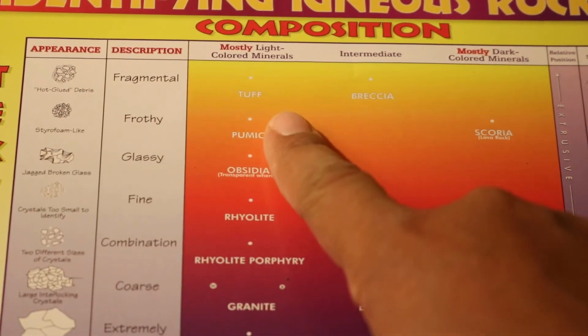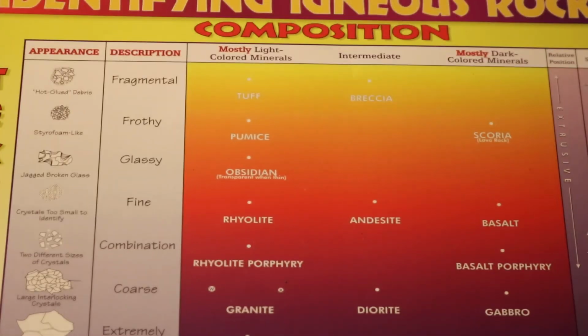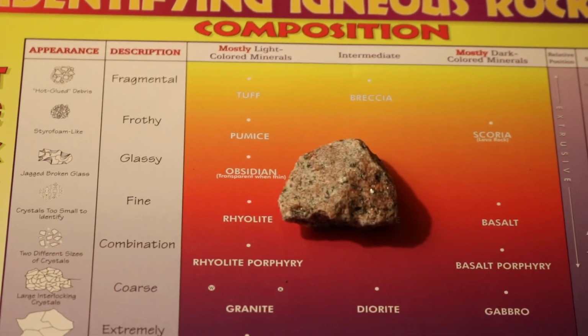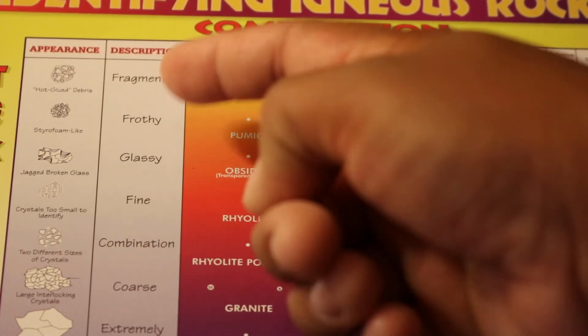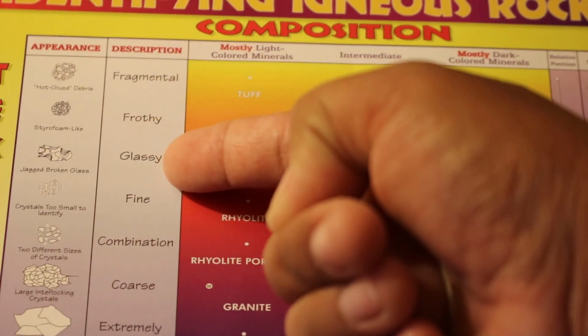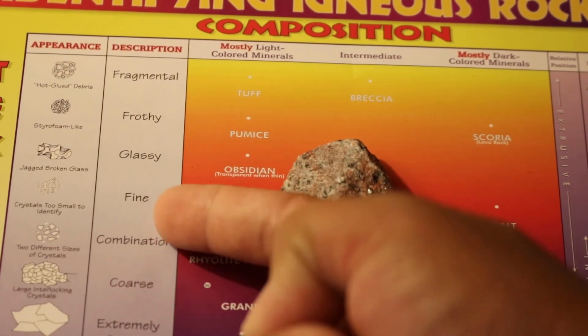Now, as you see, these type rocks that are for each one of these compositional categories, they're then split by their textures. So then, after you identify whether or not you think this rock is felsic, intermediate, or mafic, then you want to then determine its texture. So does it look like it's fragmented, or glassy, or aphanitic, or phaneritic, or maybe a combination of the both, so porphyritic.